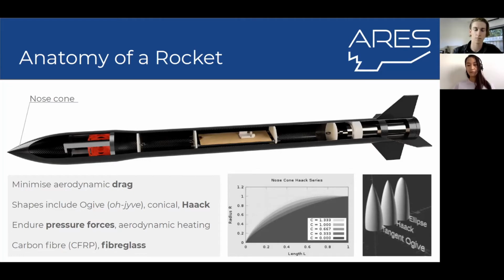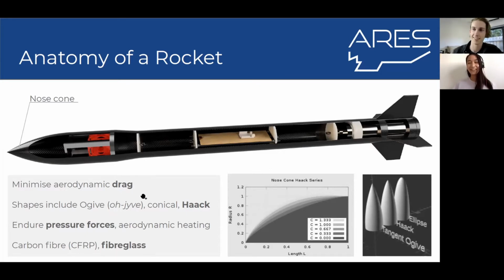Here on the side, you can see that there are 3 types of nose cone shapes that we've listed. One is the ellipse, which is parabolic and more rounded, so good for subsonic flows. And then you've got your tangent ogive. I think I pronounced that right. I'm not sure. Ogive, okay.